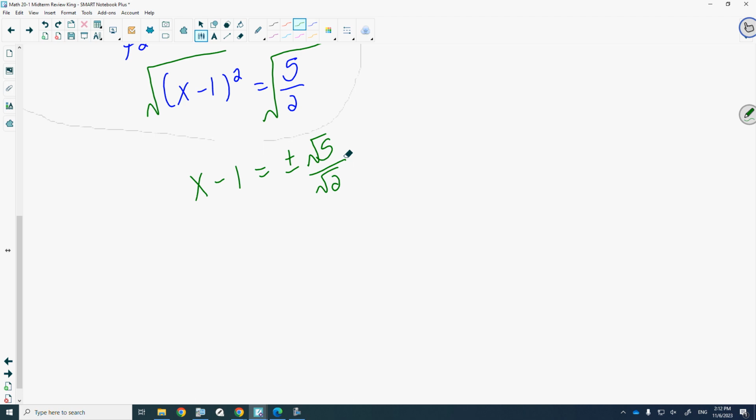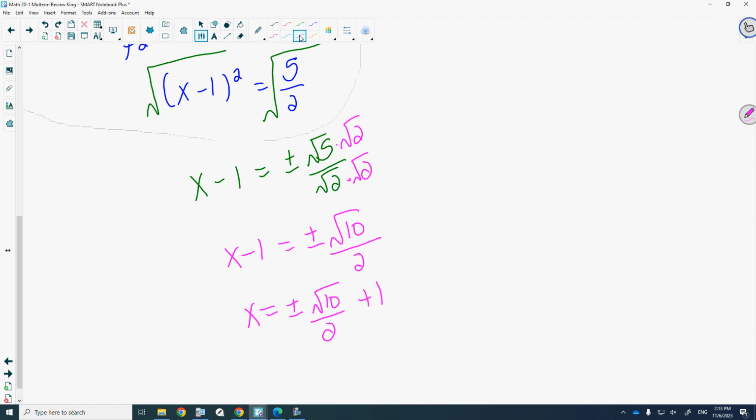Actually, you know what? Maybe I will rationalize first. I'm going to get rid of this root 2 by multiplying this by root 2 and this by root 2. Plus or minus root 10 over 2. Okay, let's add 1 to both sides. And this is what my x-intercepts are going to be.